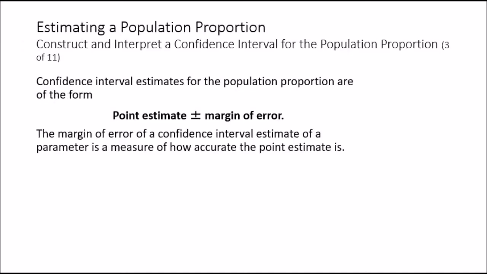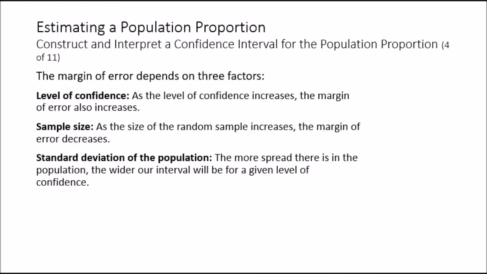Confidence interval estimates for the population proportion are of the form: the point estimate, let's say p hat, plus or minus the margin of error. The margin of error of a confidence interval estimate of a parameter is a measure of how accurate the point estimate is. The margin of error depends on 3 factors: the level of confidence. As the level of confidence increases, the margin of error also increases. It depends on the sample size. As the size of the random sample increases, the margin of error decreases. And it depends on the standard deviation of the population.